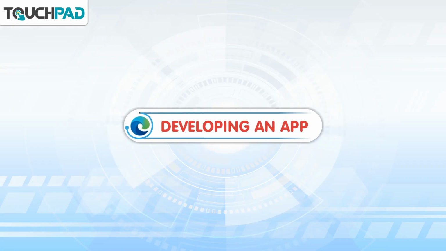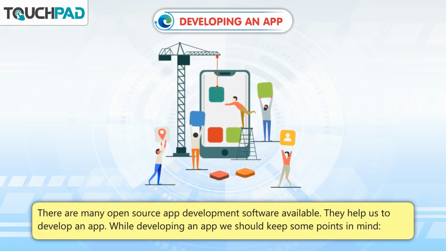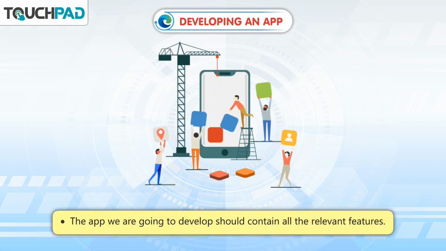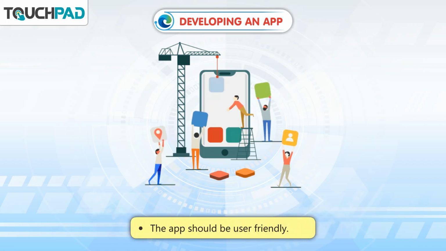Developing an app. There are many open source app development software available. They help us to develop an app. While developing an app, we should keep some points in mind. The idea of developing an app should be unique. The app we are going to develop should contain all the relevant features. The app should be user-friendly.